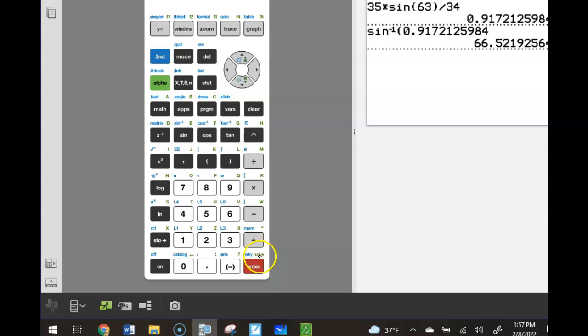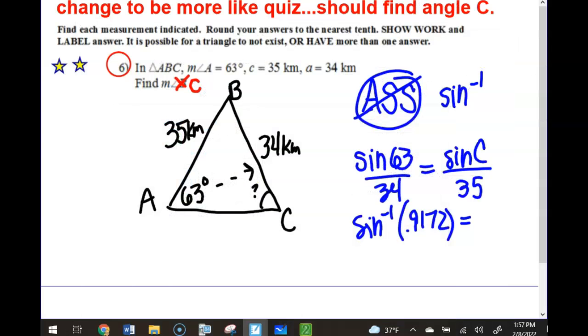66.5. Does anybody remember how we find the second possible answer? Supplement. Yep, so we do 180 minus that answer, and we get 113.5.